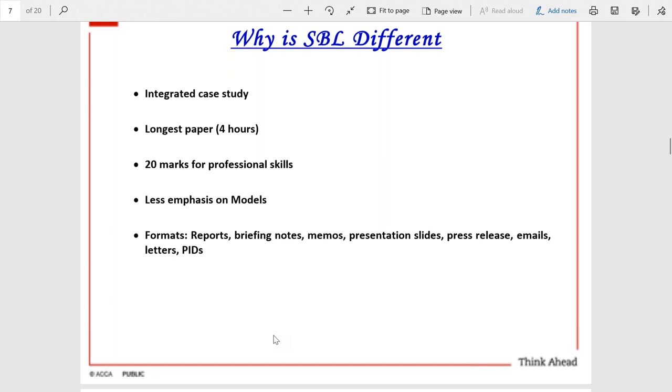Sajid is saying SBL is slightly easier than options. I think SBL is very easy if you know the techniques. Okay. How much time we should allocate for reading and writing? I would definitely cover that tomorrow.